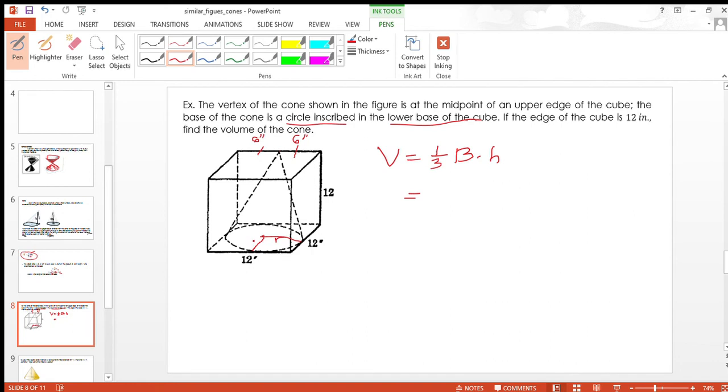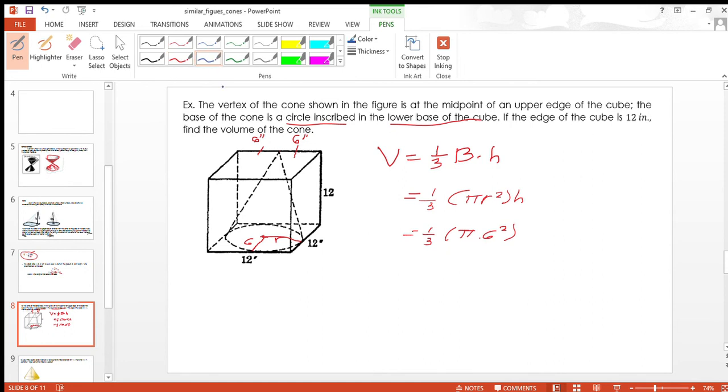What will be the length? That should be 6 because it's the center of the circle. It must be the center also of the square base. So that must be 6. Therefore, the base area is pi r squared, and then we compute for h. So I think we already have the value of r, which is 6 inches. So that's pi times 6 squared times h. But what will be our h?